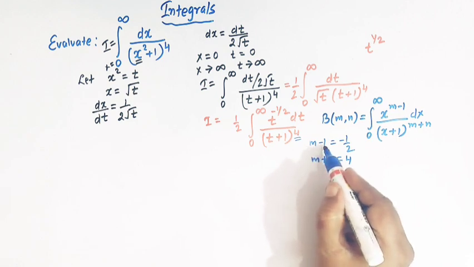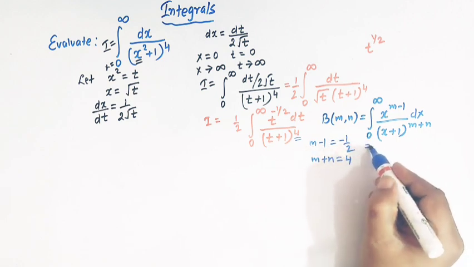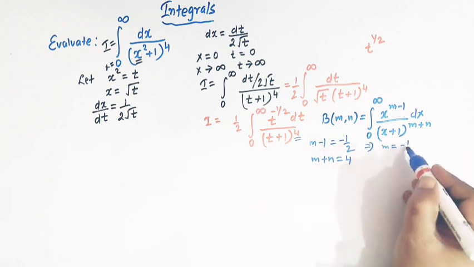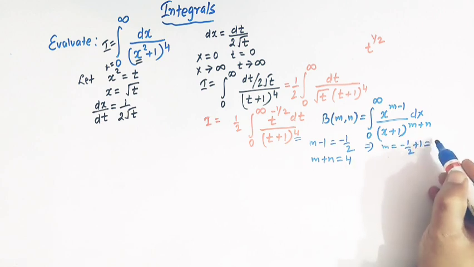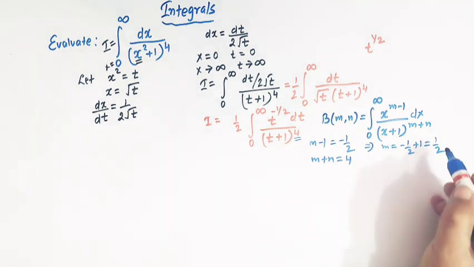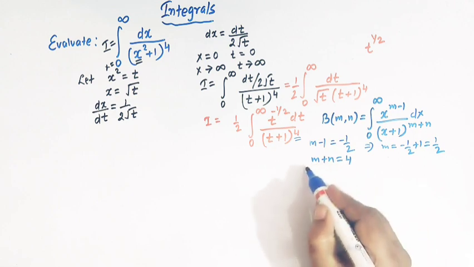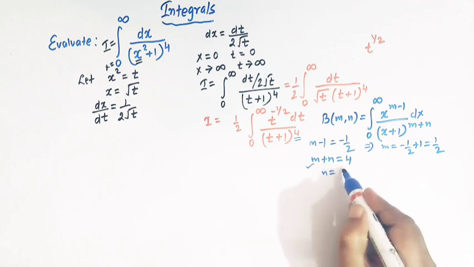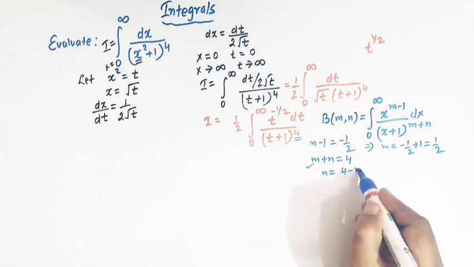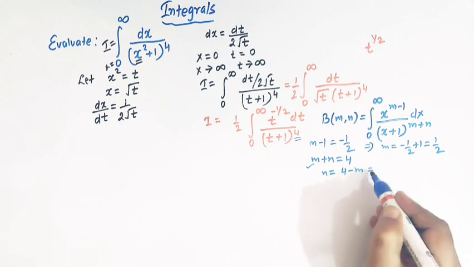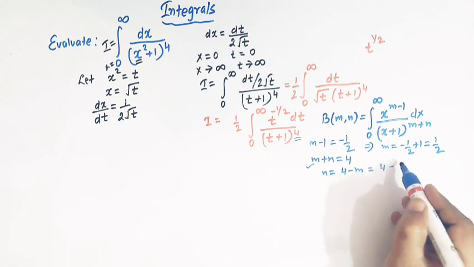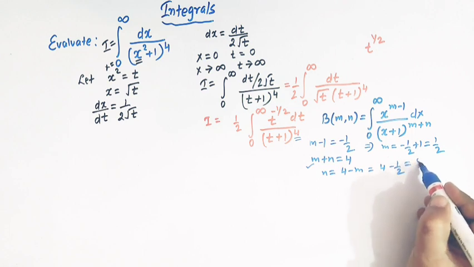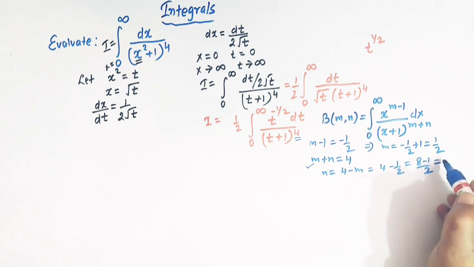Now here m minus 1 is equal to minus half, so from here m is minus half plus 1, that is simply half. Now taking m in this equation, we can find out the value of n. So n is 4 minus m, so that is 4 minus half, that is (8 minus 1) over 2, that is 7 over 2.